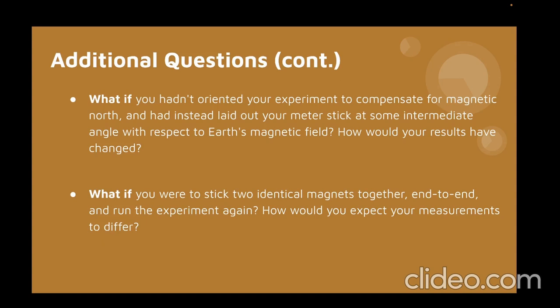The direction of all of our magnetic fields would stay the same, but our magnitudes will be greater because we have a bigger magnetic source. There's more magnetic material, so it would kind of like double everything.